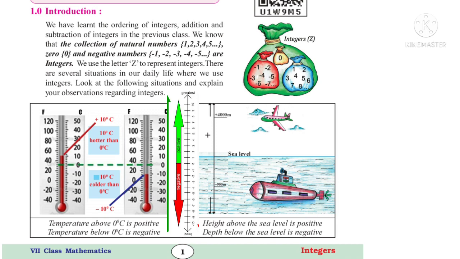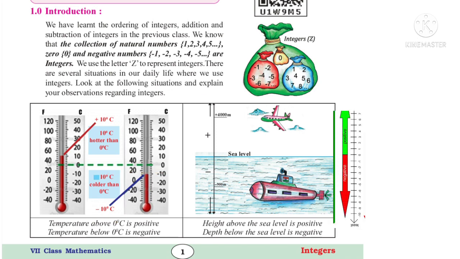Now see the height of the mercury. The arrow mark indicates green color, that is, positive. So the temperature is plus 10 degrees centigrade. Now see the height of the mercury in the second thermometer; it shows red color on the number line. So it is negative, so minus 10 degrees centigrade.